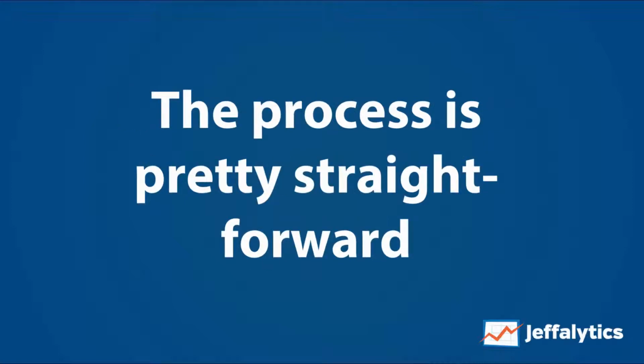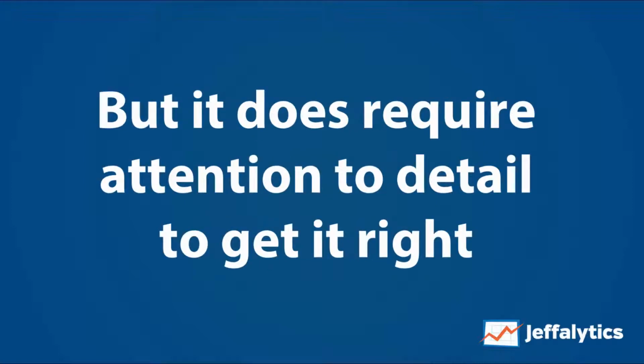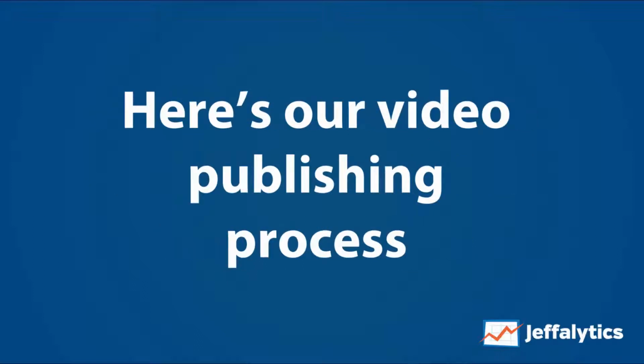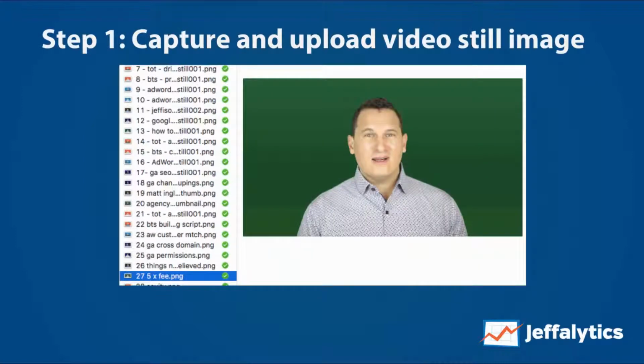So this process is pretty straightforward, but it does require attention to detail if we want to get it right. So here is our video publishing process in 10 easy steps. Step 1, we capture and upload a video still image. This is done by our editor, who pulls an image from the video, one that makes me not look too stupid, and we have it in a folder, as you can see here, with all the different PNGs of our items.